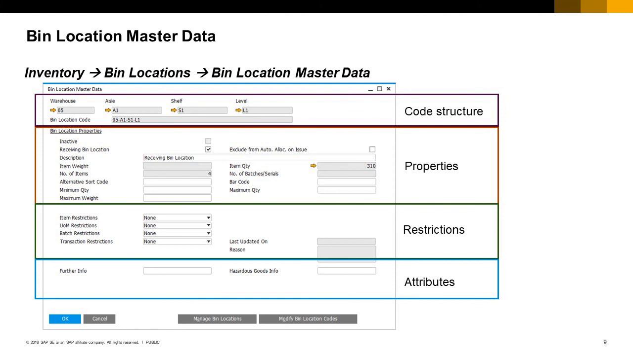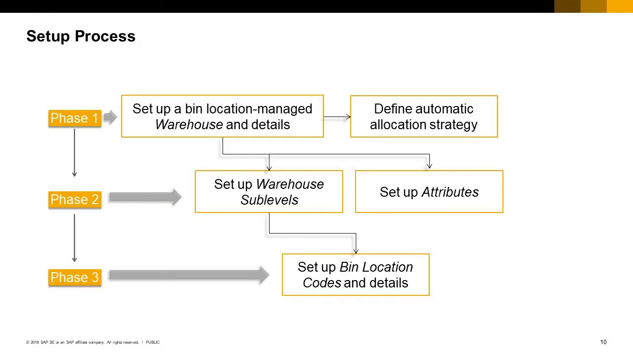The bin location master data window can be divided into 4 logical parts: code structure, bin location properties, restrictions on bin locations, and bin location attributes. To learn more about the different data stored in the bin location master data, refer to the bin location setup course. The diagram describes the workflow of the bin location setup process.